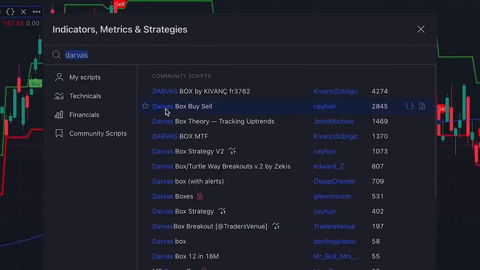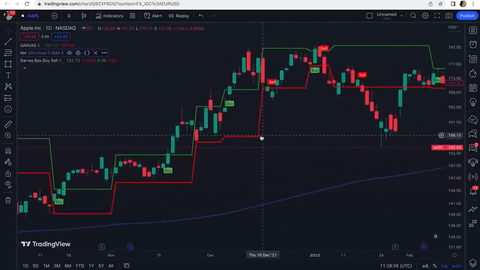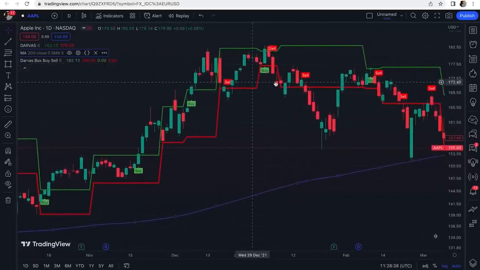There is another indicator which we search again, Darvas. This one, Darvas box buy sell, which is written by someone named Sehun, which is exactly the same indicator, but it also shows buy sell signals when the price breaks above or below the Darvas box.